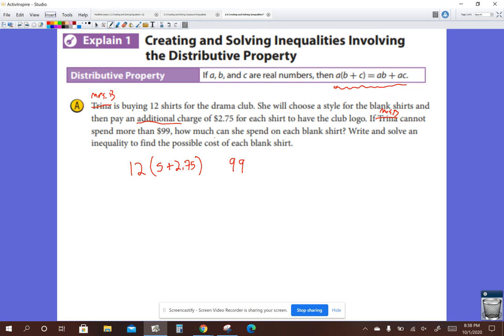So we can spend equal to that amount, right? Because we can't spend more, so it can be equal to, but this amount here has to be less than or equal to $99 because this total amount, the amount she's going to be spending, has to be less than or equal to $99. Oh, they want us to solve. So what do we have here? We have parentheses. So we have to use distributive property.